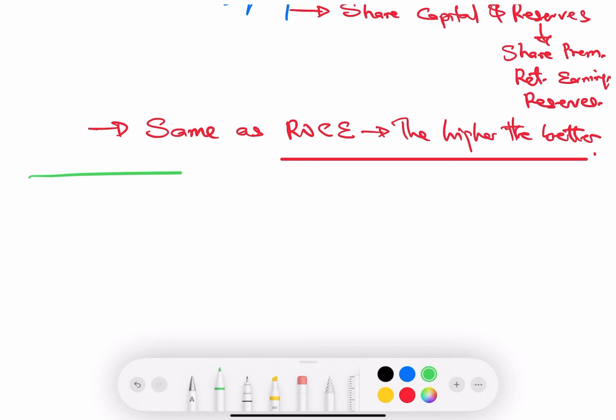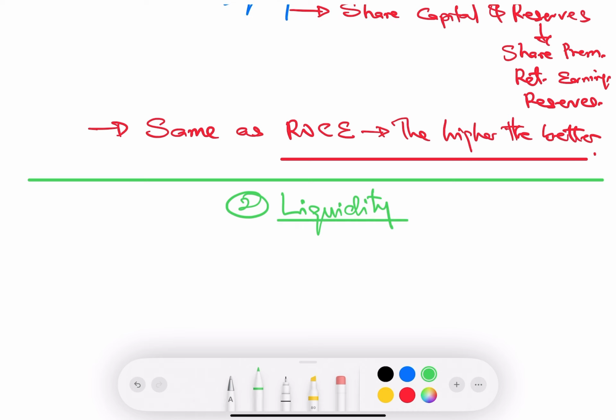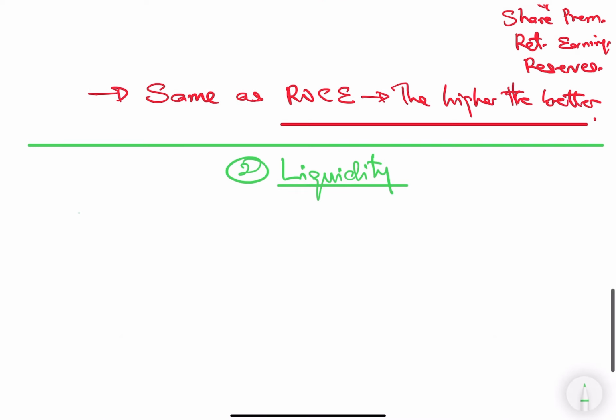Now, let's look at the second group. The second group is the liquidity ratio. And here we'll be looking at two types as well. The first one is the current ratio.